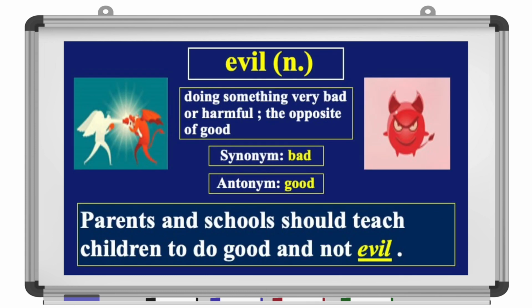Next we have evil. Some people say that money is a cause of evil, or it leads to evil. What does it mean? Evil means doing something very bad or harmful. It is also the opposite of good. Another word for evil is bad. The opposite of evil is good. For example, parents and schools should teach children to do good and not evil. For example, like hitting another student. That is a form of evil.